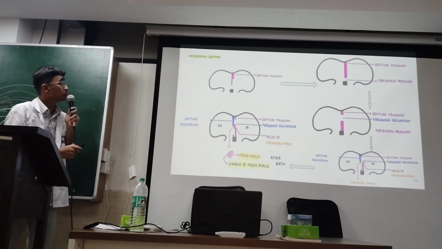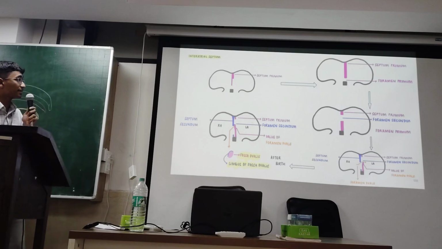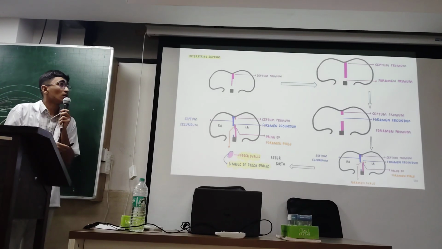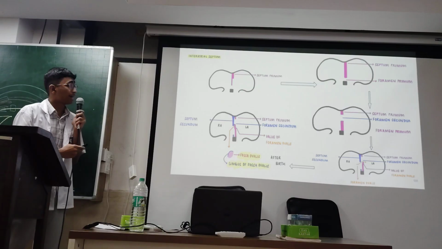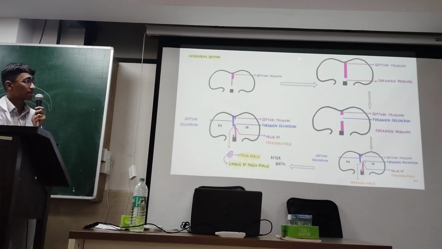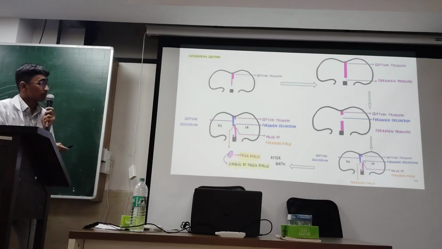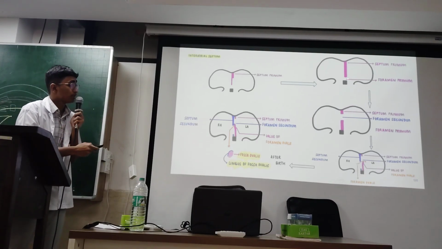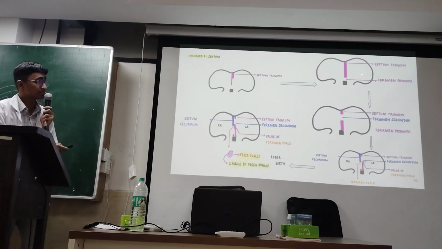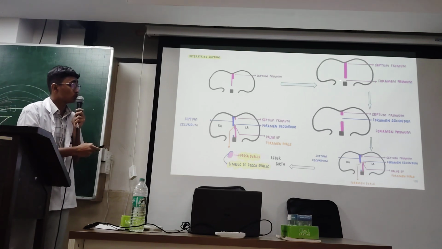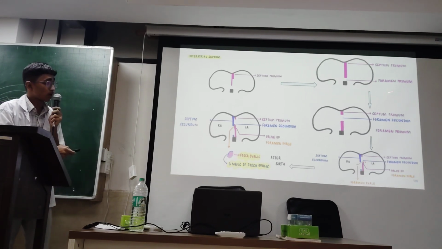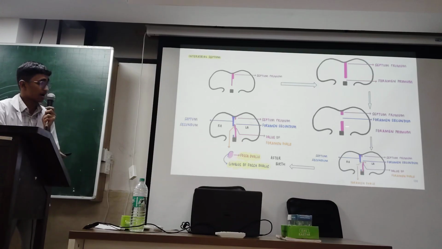So now discussing the development of the interatrial septum. From the roof of the atria, the septum primum starts developing. It will go downwards like this, and when it goes downwards, we will have a small opening called the foramen primum. Then it will continue to go down, and this foramen primum will start closing.